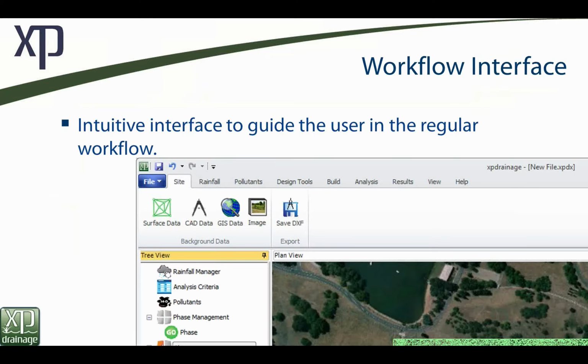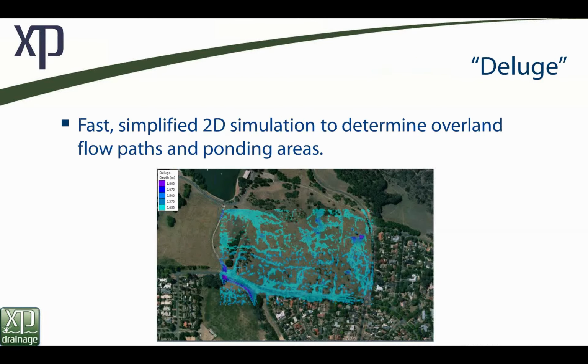So XPDRAINAGE, if you haven't seen it before, is going to assist the user. The ribbon on the top is our workflow. So we're going to use the ribbon to start with the site background information, and then pollutants and design tools, ultimately down through our analysis and results. Okay, so we have this workflow built in to help you move through your design process. Deluge the site, that's what I mentioned before. We have the ability to very quickly run a 2D simulation on our site and find those flow paths, find the hot spots of where the runoff will pond up and move across our site.